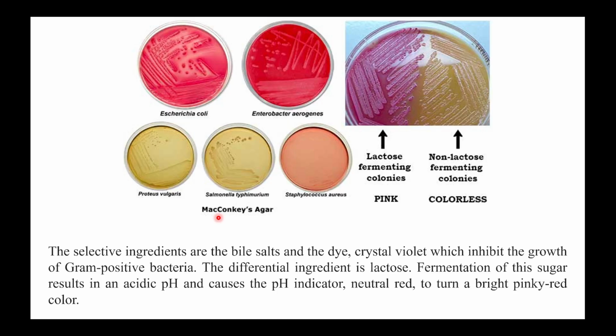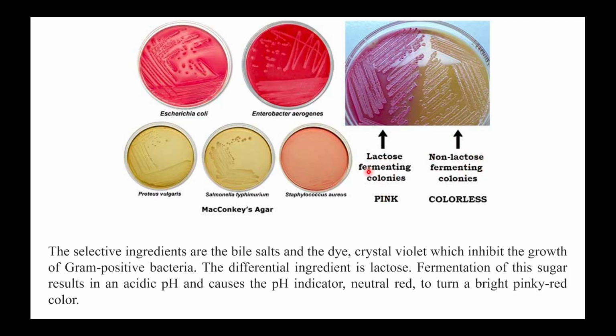So only one type of bacteria can grow. Okay. Now how it is differential. So the differential part comes from the fact that it has lactose and it has a pH indicator, neutral red. Okay. So this agar, MacConkey's agar, can actually differentiate between the lactose fermenting and non-lactose fermenting colonies.